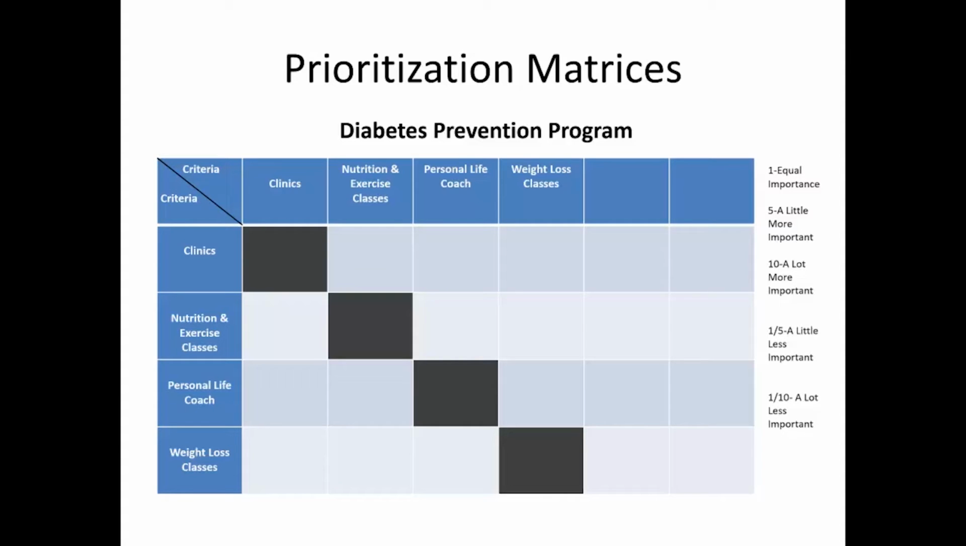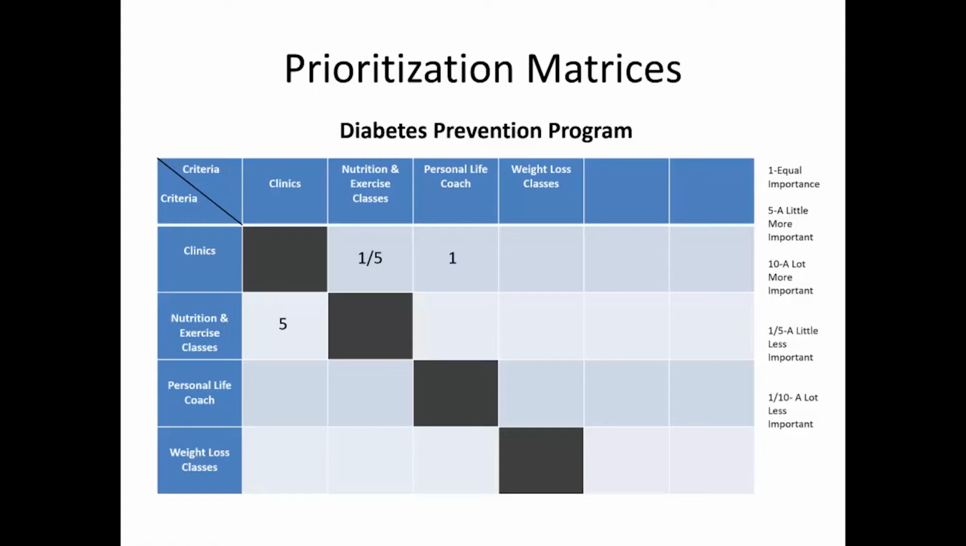So if we go with the first example, and we look at clinics. So offering clinics as compared to nutrition and exercise classes, let's suppose that offering clinics is just a little less important than offering nutrition and exercise courses. So we'll label that as 1/5 on our prioritization matrix. If we do the opposite comparison, we use the reciprocal of our value for this comparison, saying that clinics are a little bit more important than nutrition and exercise classes.